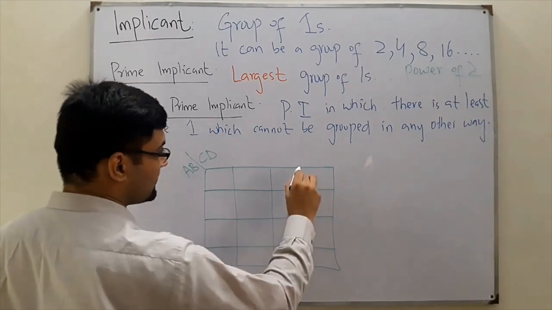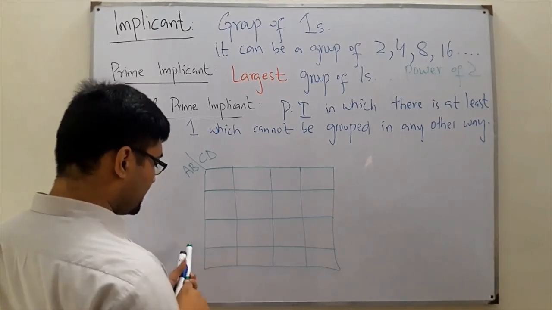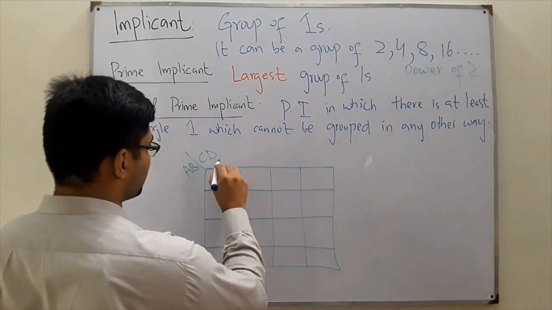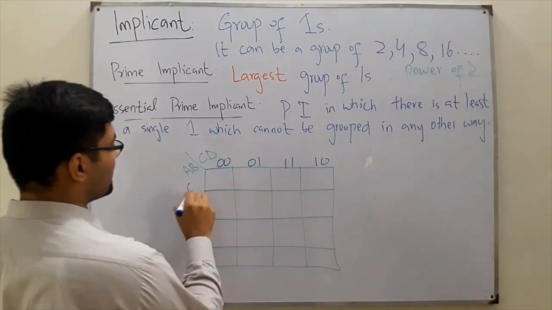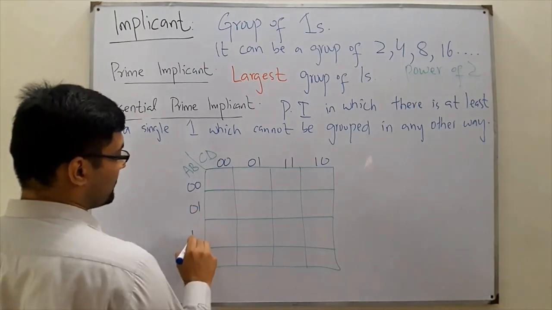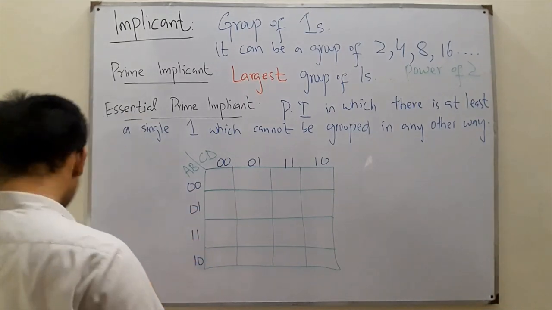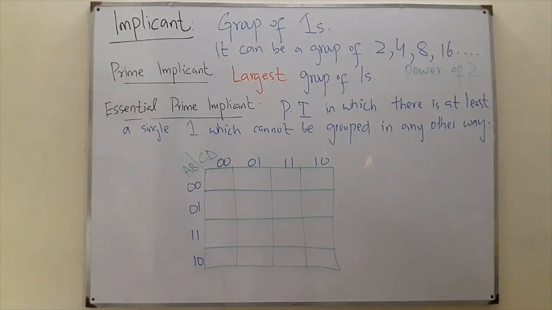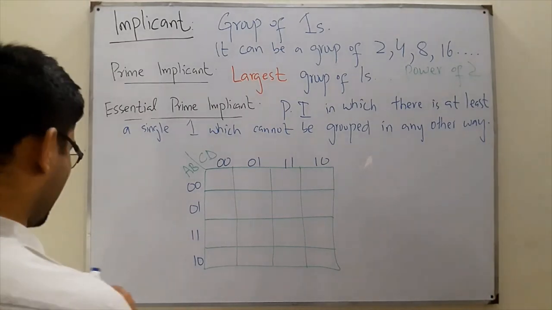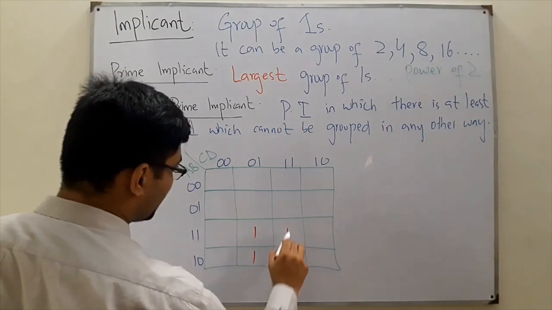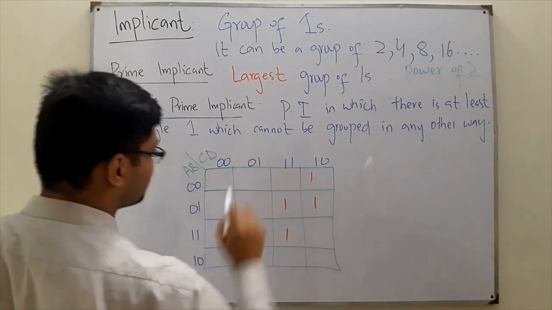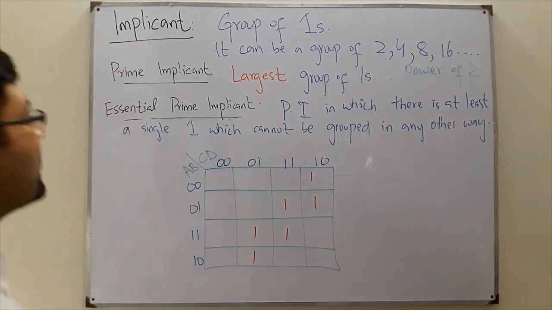And how is this? You'll see in the next lecture that this is 0, 0, 0, 1, 1, 1, 1, 0. And similarly, this is 0, 0, 0, 1, 1, 1, and 1, 0. Let's say we have the ones in this form. Let's say these are the ones.